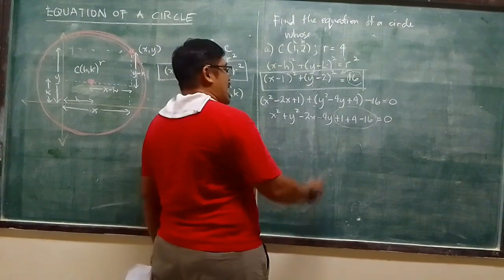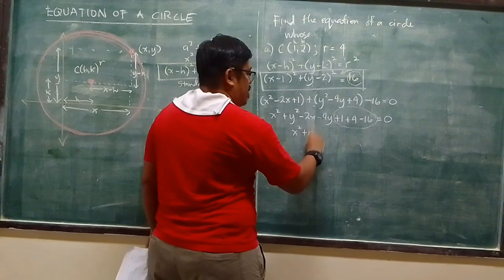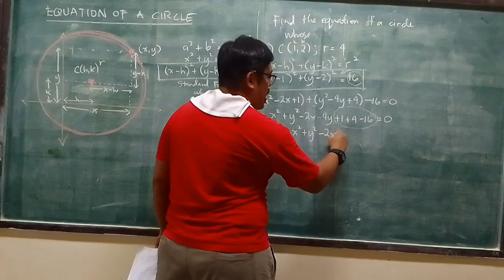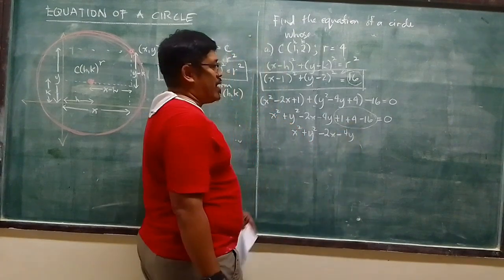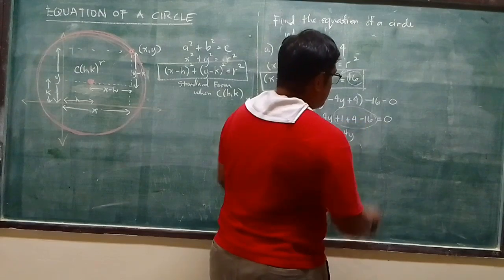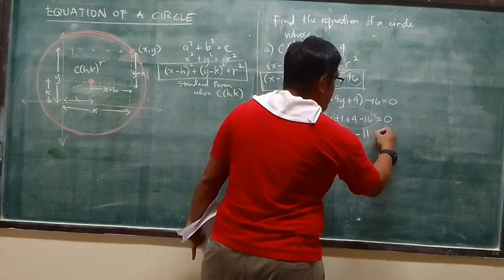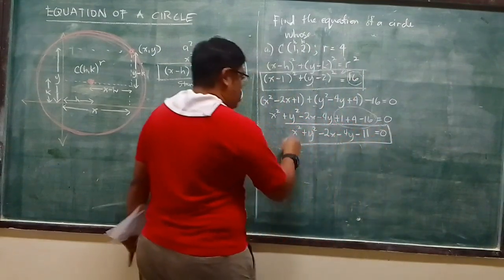So, i-combine na natin lahat yan. So, we have now x squared plus y squared minus 2x minus 4y. Okay, after that, 1 plus 4 is 5, minus 16 is negative 11, is equal to 0. So, ito na yung equation natin.